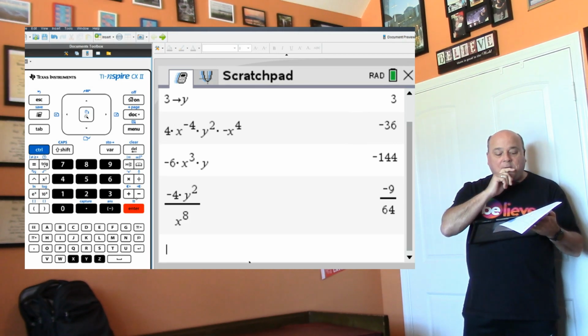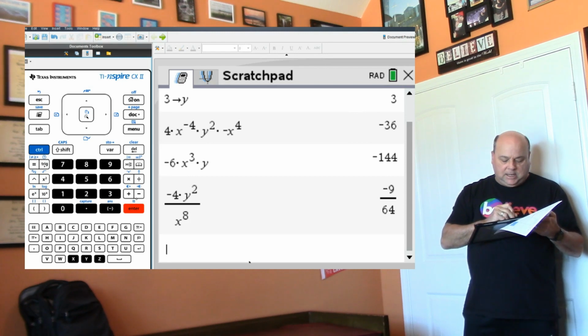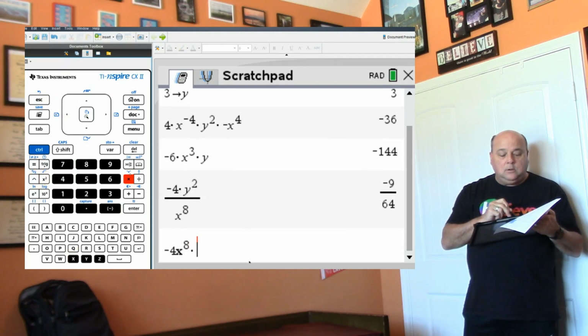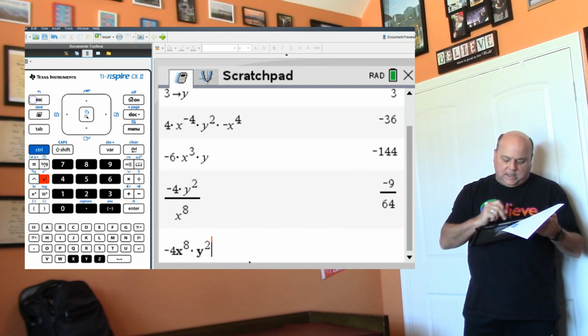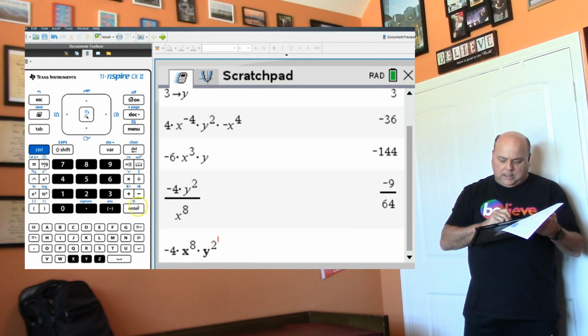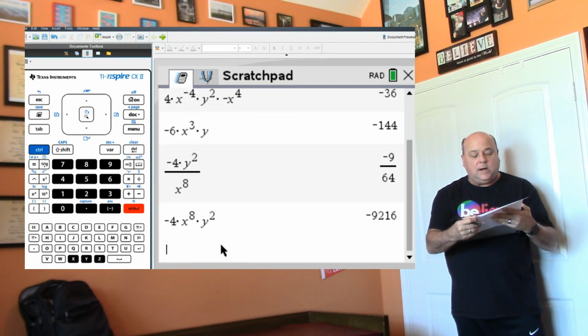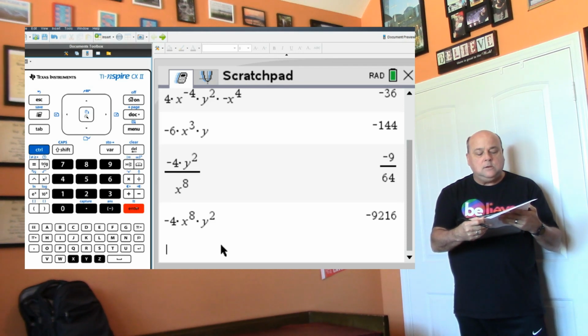Letter D, and I hope I typed this in right. So letter D is negative 4 x to the 8th times y squared, and I need to put a times between my 4 and my x, or it won't work. Hit enter, and negative 9216. Okay, I messed up when I typed this in because I think they're both negative 4s. It should be letter C.